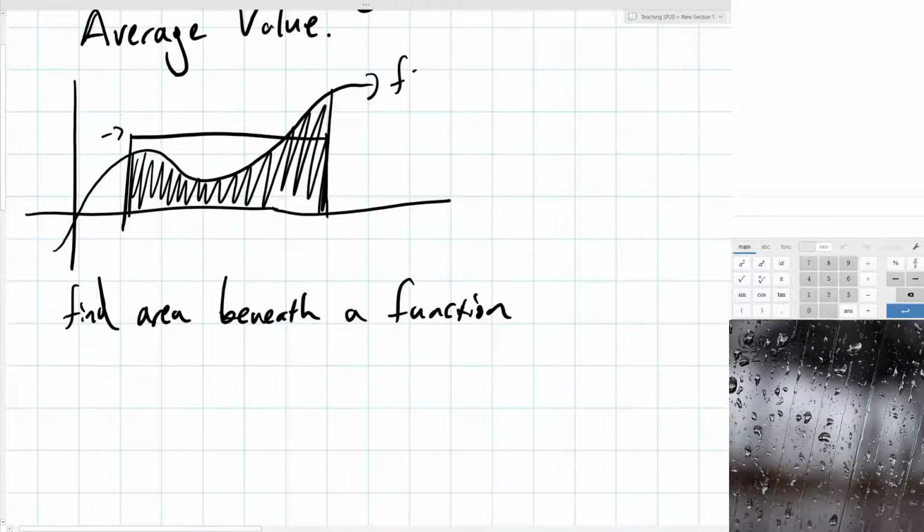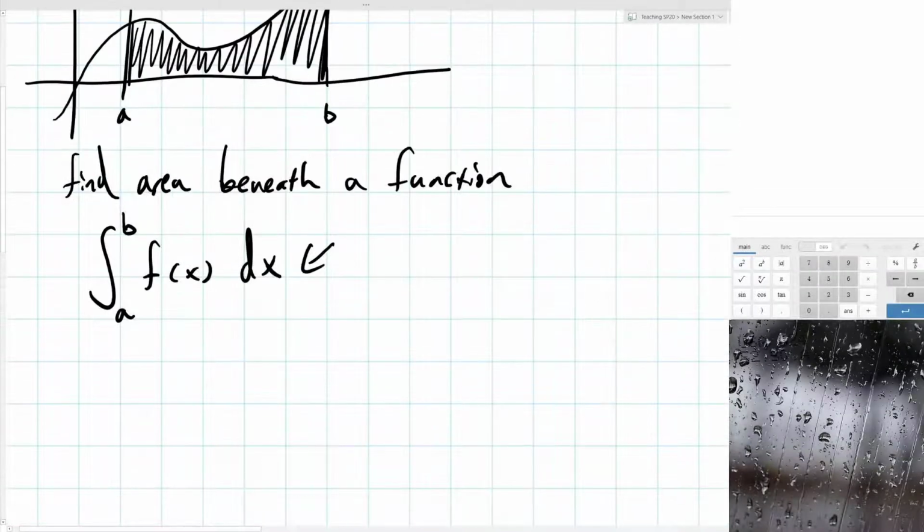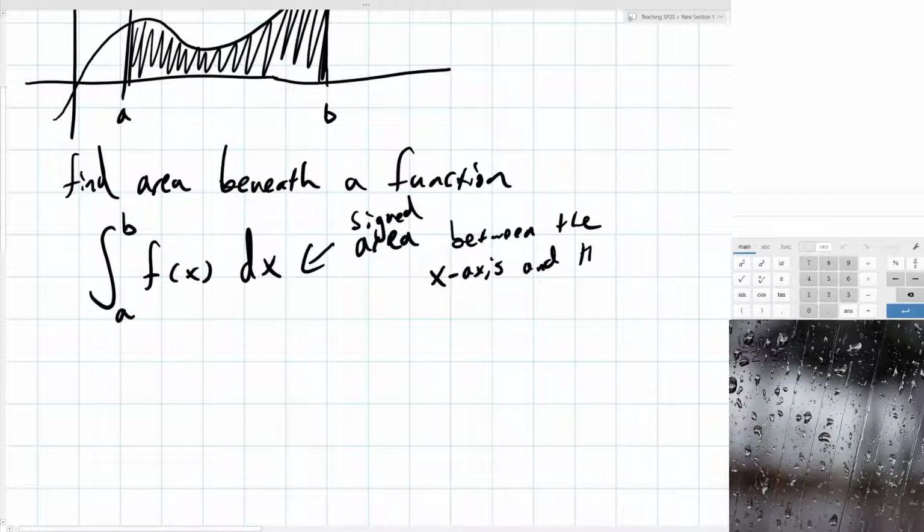So if this is f of x and this is a and this is b, then the area beneath that function is just the integral from a to b of f of x dx. Recall that this is the definite integral from a to b of f of x, and it gives us the area, or the signed area, between the x-axis and the curve.